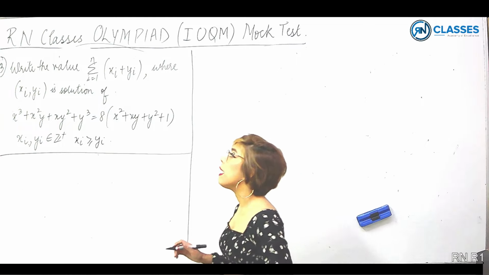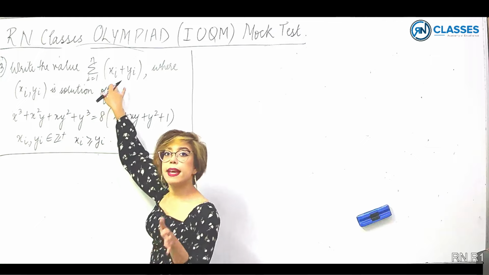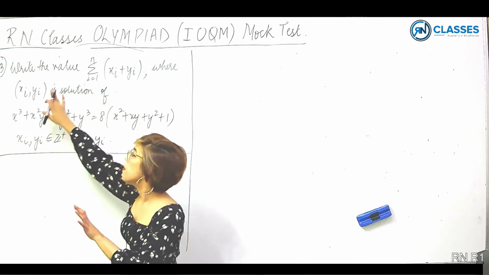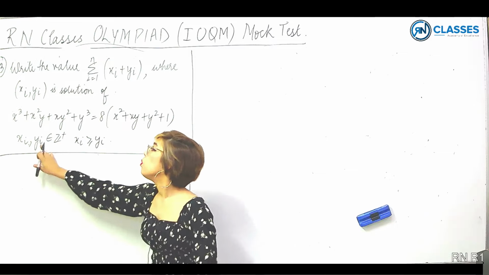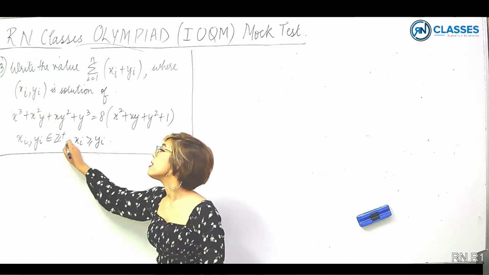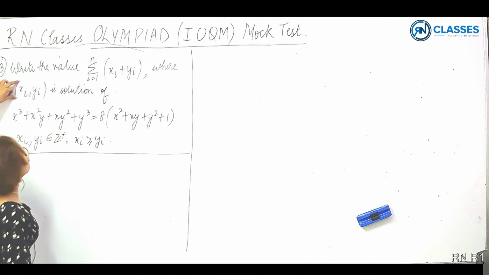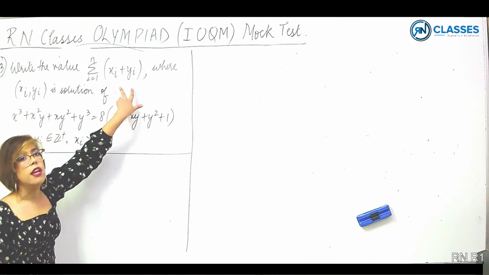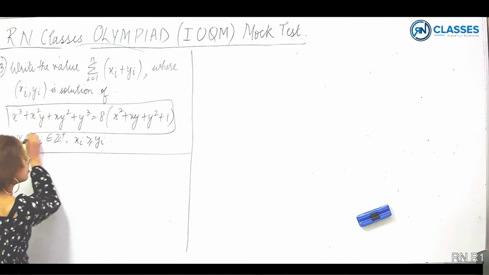Now he says write the value of summation where i varies from 1 to n of xi plus yi, where (xi, yi) is the ordered pair solution of this equation, where obviously both are positive integers and xi is greater than or equal to yi. Basically, if I can find out the solutions, I can find the sum. So in short, I just need to find the solutions of this equation.